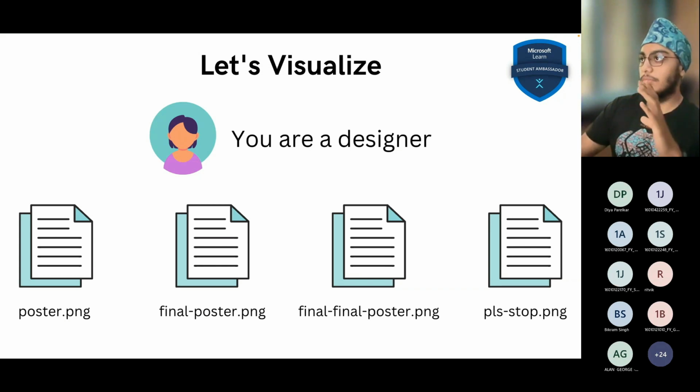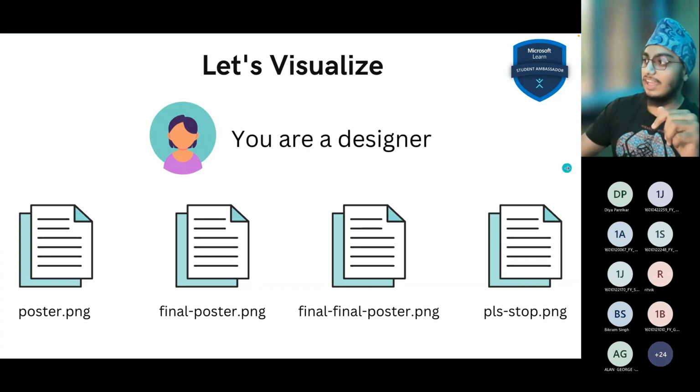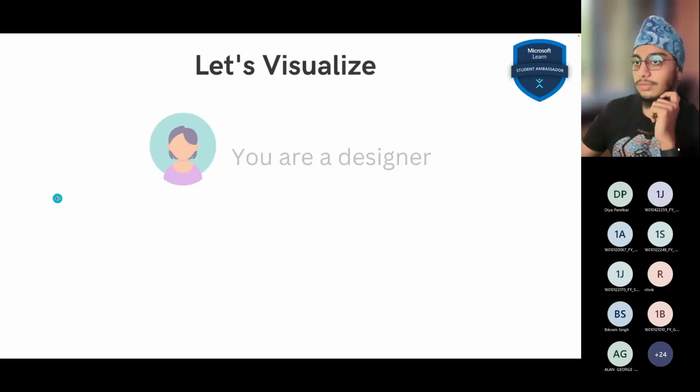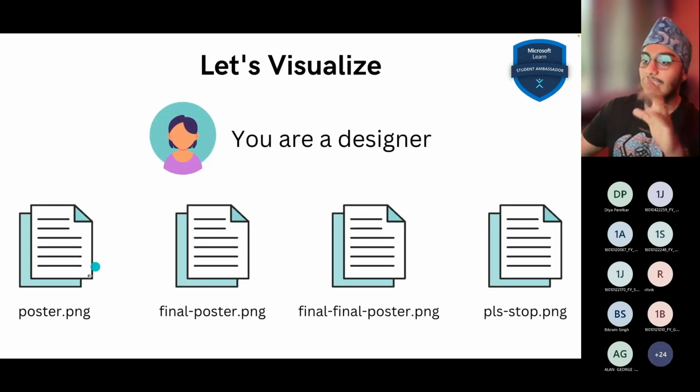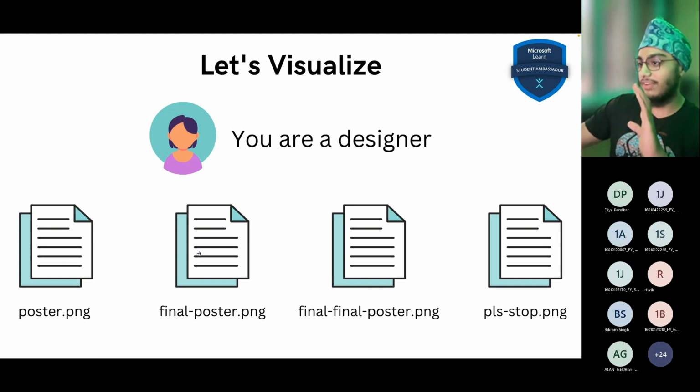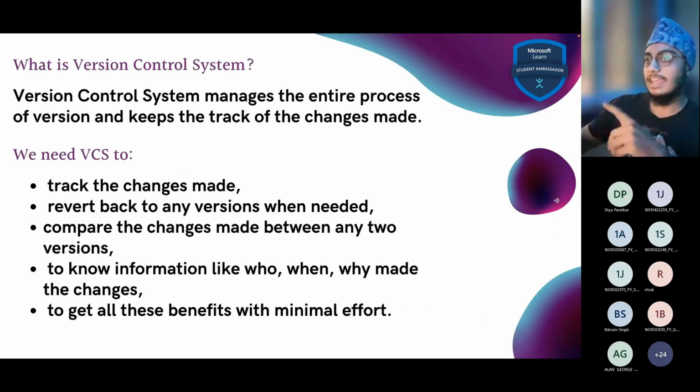Okay? So that whole system, like naming those files and what changes you are making, is entirely what a version control system stands for. So it manages the entire process of the version and keeps track of the changes made. So over here also, I was keeping the track of the changes, right? I know, okay, this was the initial change. This was the change I made after meeting my friend. This was the final poster. So I was somehow tracking it, but without using a version control system. I was using a system of mine only.